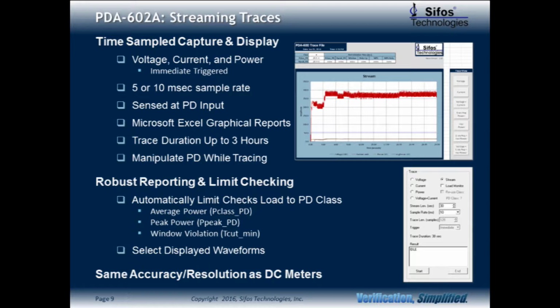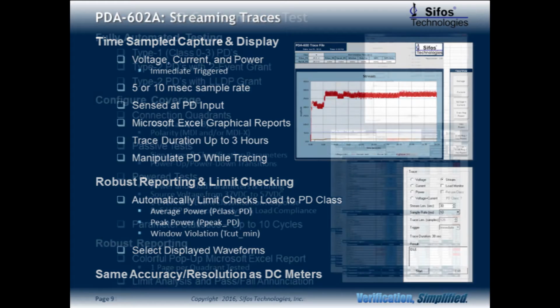Streaming traces automatically provide PD classification policing. That is, they report any instances where the load current and load power exceeds a PD's classification. So by default, streaming traces start by classifying the PD under test. Violations are reported in 3 categories: average PD power draw, peak PD power draw, and window violations where class power is exceeded for more than 50 milliseconds.